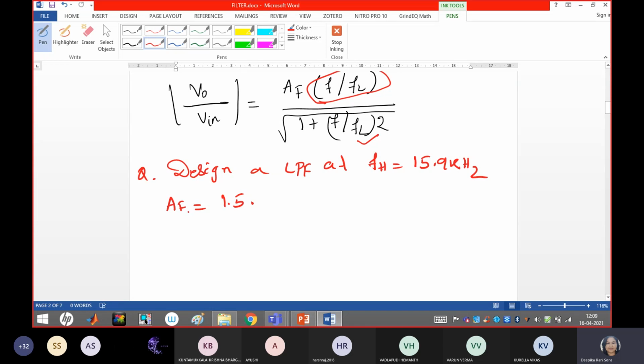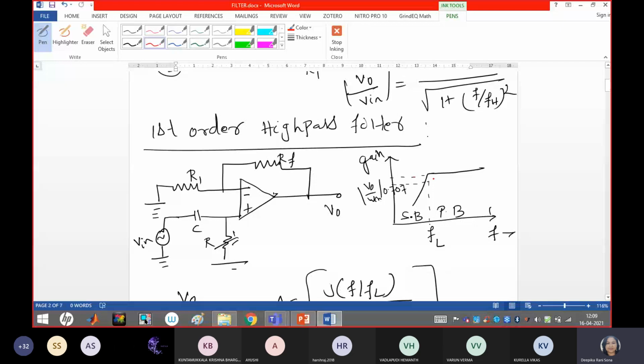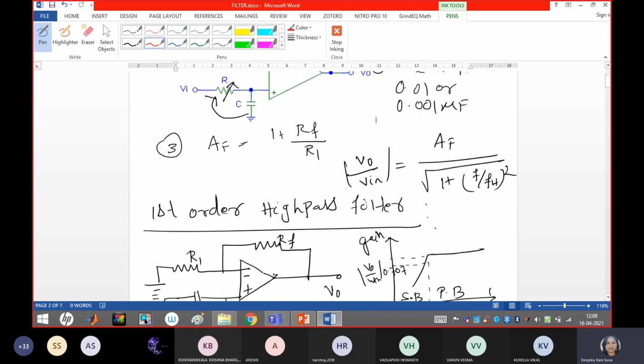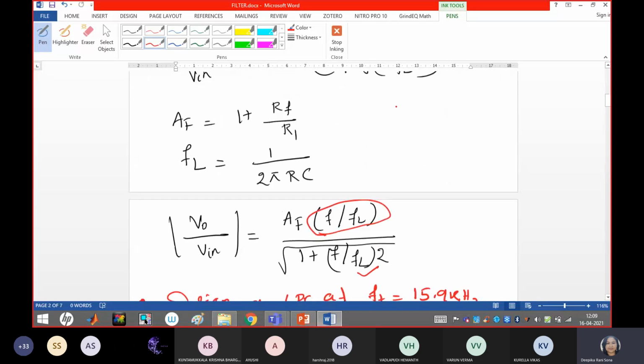How do we design? If you go for the design steps, what are the things we have to remember? First we have to set the FH value. Then, suppose FH is given, what assumption can be taken to find out the missing parameter? Then the C value we have to take within 0.01 to 1 microfarad. Then from here we can calculate the RF and R value from the AF equation. That's all. It is very simple.